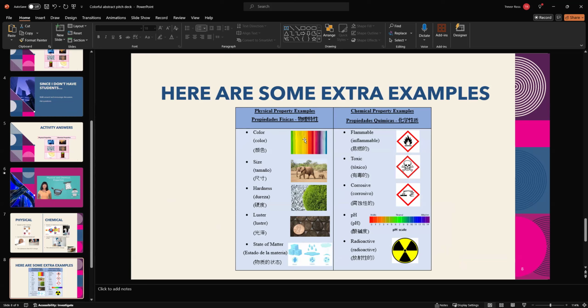So color, physical property, size, we can see big versus small, hardness, rocks are hard, bushes are soft, luster, so how shiny something is. This penny's super shiny, this one's dull. States of matter, whether it's a solid, liquid, gas, those are all physical properties.